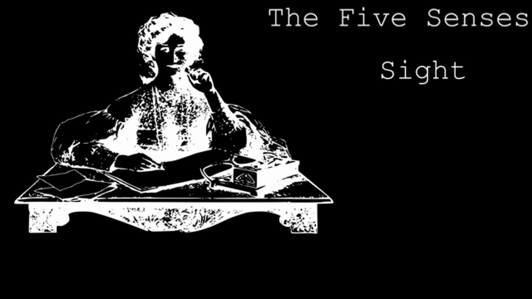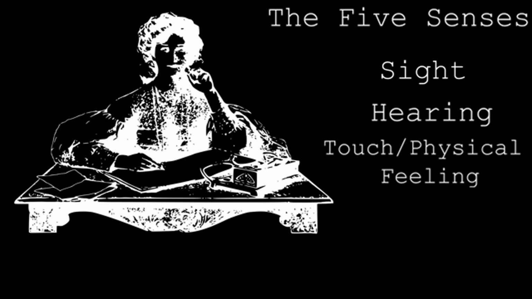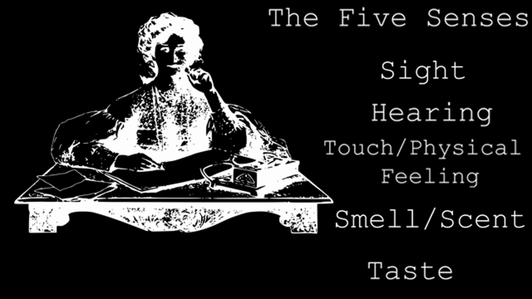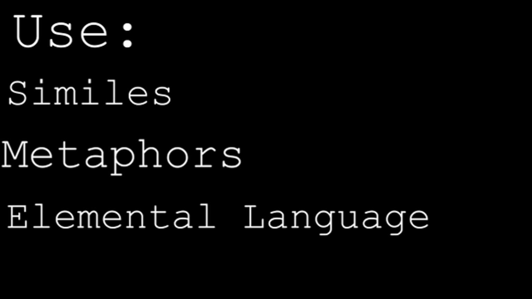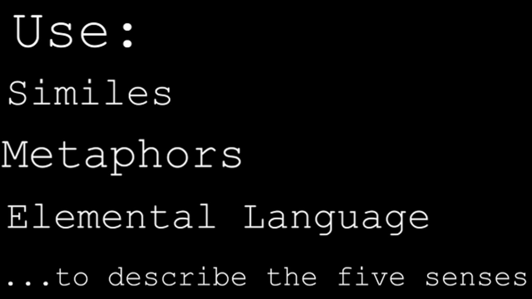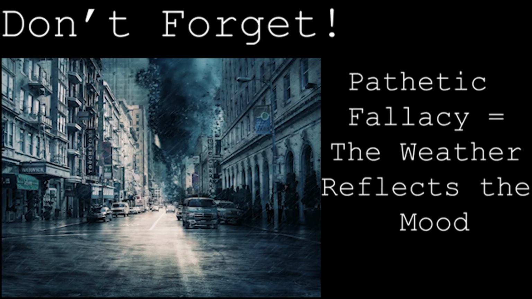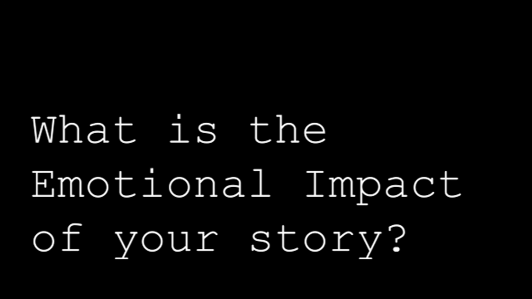Describe what your character sees, what they hear, what they feel, what's the temperature like, what they can smell, and what they can taste. Although the last one may not be usable. After all, you don't want your character going around and licking the walls. After that, you want to try and use some similes, metaphors, elemental language to describe these feelings. Don't forget, you can also talk about the weather. Use pathetic fallacy to foreshadow the events to come. Think about the overall emotional impact this story's going to have. Examiners and readers love to guess about what's going to happen next.